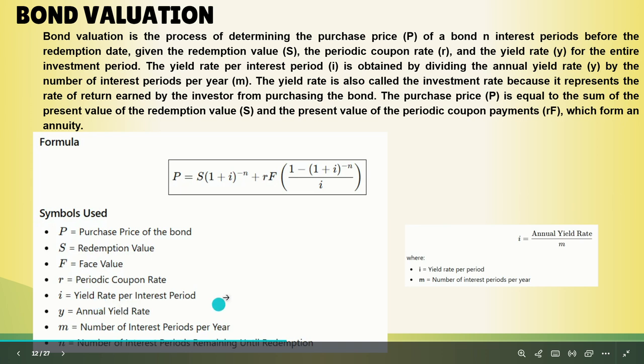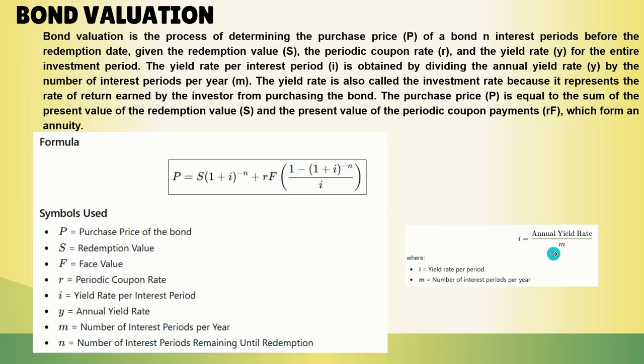Now, sir, paano kunin yung yield rate per interest period? i is equals to Y over M, or the annual yield rate over the number of interest periods per year. Now, let's have an example applying this formula.